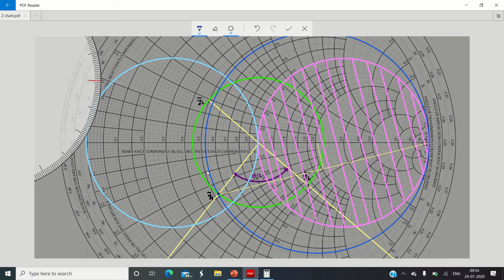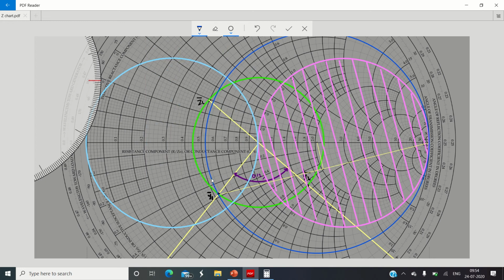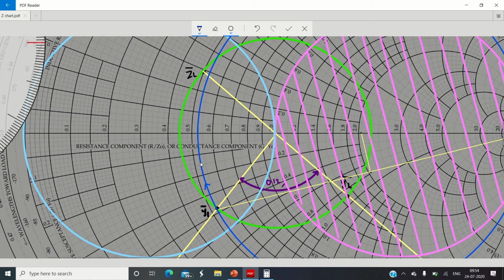What you need to do next is start traveling on this constant conductance circle starting with point y1. So I will travel in this way, clockwise. Please remember the arrow direction, whatever I am marking over here, you can visualize. I am traveling on this conductance circle in a clockwise direction.